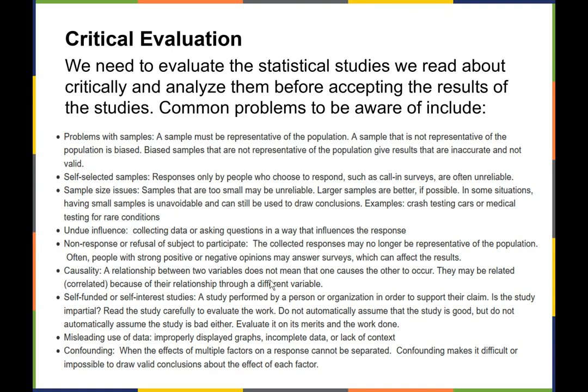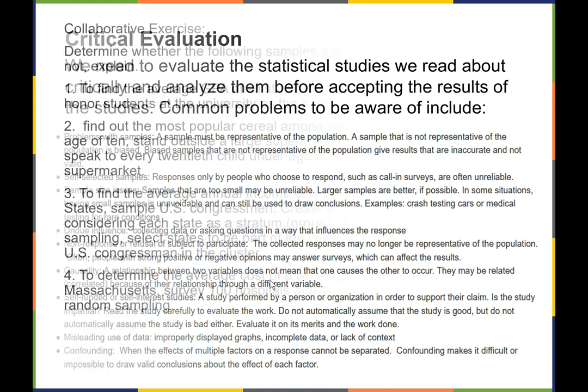Causality. A relationship between two variables does not necessarily mean that one causes the other. They may be correlated because of a relationship through a different variable. Self-funded or self-interest surveys: this is when the person doing the survey is looking to support their own claim. Misleading use of the data: improperly displaying the graphs, not giving all the data, not giving context to the data, or confounding factors. When multiple factors on response cannot be separated, it makes it difficult to draw conclusions. So let's go through some examples of what this would look like.